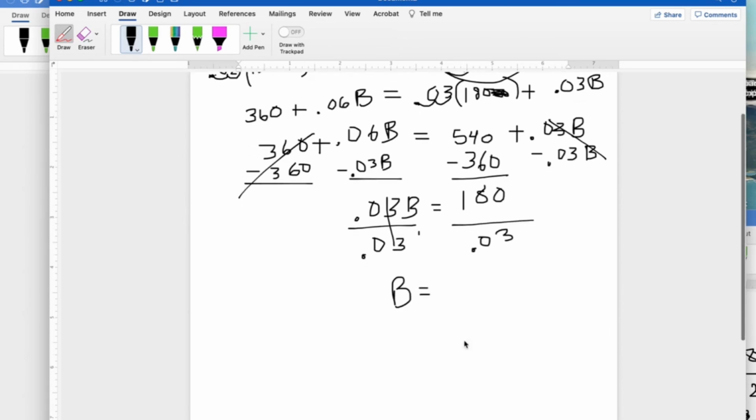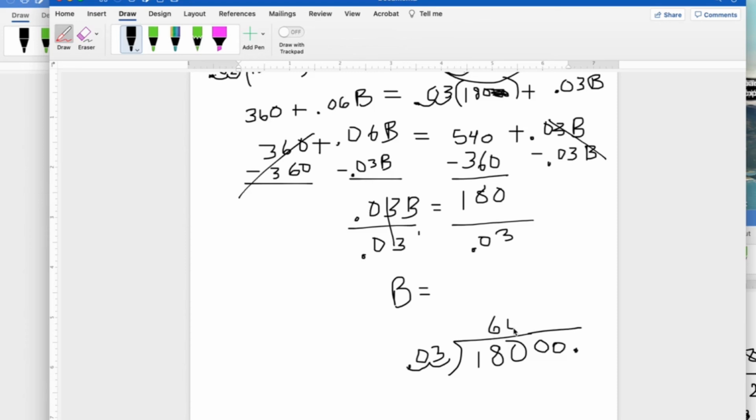Okay, so now we're just going to divide 180 divided by, excuse me, 0.03, decimal here, and 3 into 18 is 6. It goes evenly, so we end up getting 6,000. So 6,000 equals B.